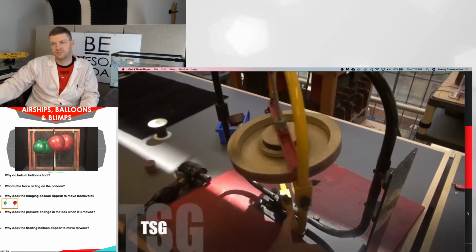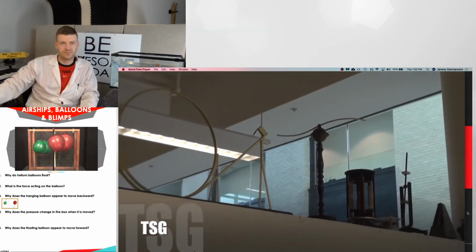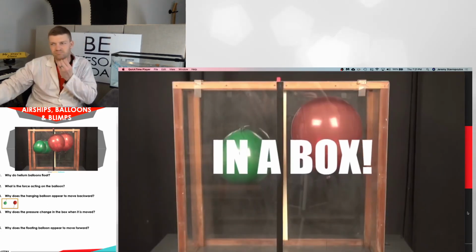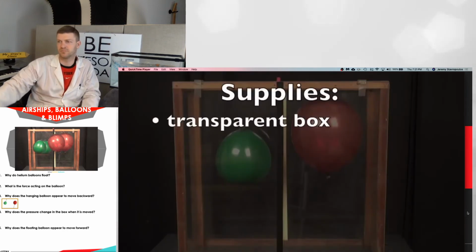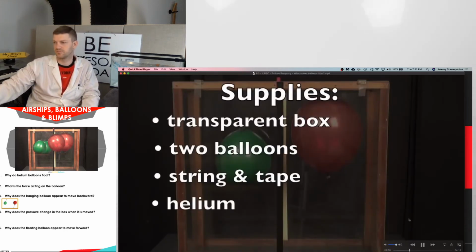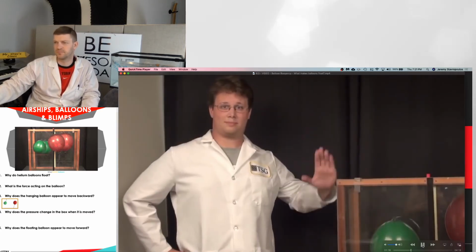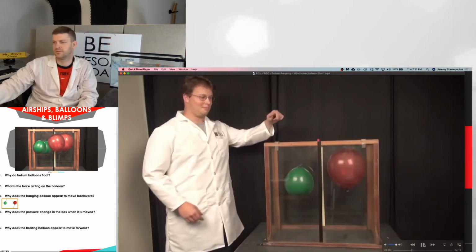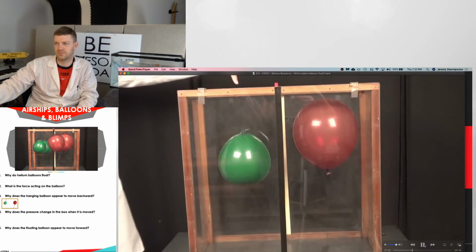Here we are with the Technical Services Group at MIT. They picked out a demo that's going to help us find the answer to our buoyancy question. Now, check in your brain, because this is what you need to know about the setup, and you can try it at home. This is Dan, a gentleman of TSG. He has placed two balloons in a box. One balloon is filled with air and is hanging from the top of the box.